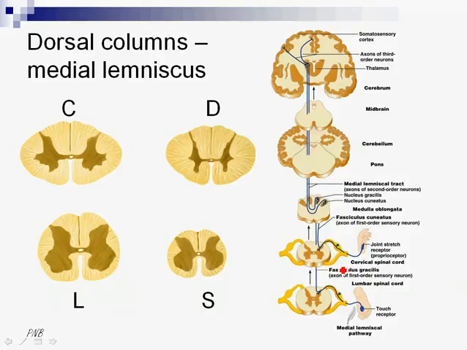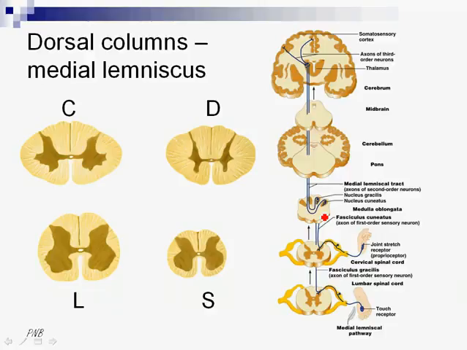Like before, we've got the first neuron, which is situated in the dorsal root ganglion. It will then ascend. This time the second neurons are not on the same level. They are situated in the medulla oblongata. So this first neuron will have to ascend. It will have to send its axon to the medulla oblongata.